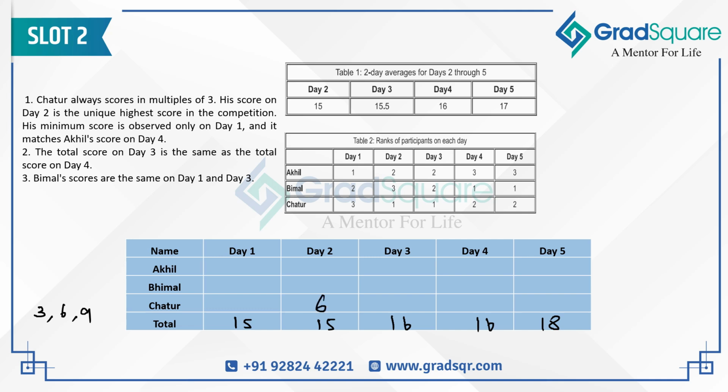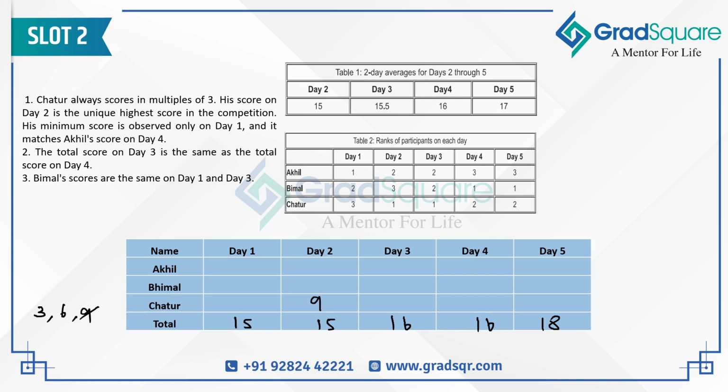Can I take 6 here? If I take 6 here and this is the unique highest score in the competition, all the values will be less than 6. Can any 3 values less than 6 add up to 18? No, not possible. So 6 is also ruled out. So what is the next possible case? 9. So 9 is the score on day 2, which is the unique highest score in the competition.